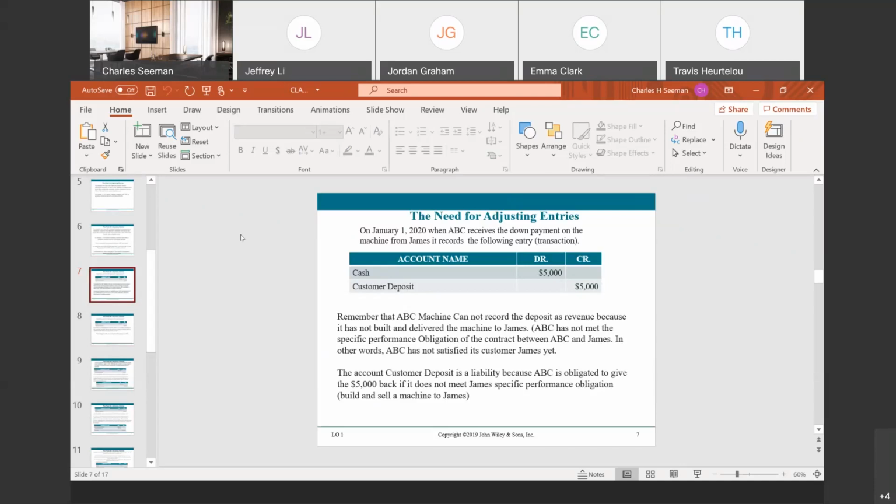So the account customer deposit is a liability because ABC is obligated to give the $5,000 back if it does not meet James' specific performance obligation, which is to build and sell a machine. Everybody okay with that? Yes. That's pretty simple, or getting a little complex, or what?